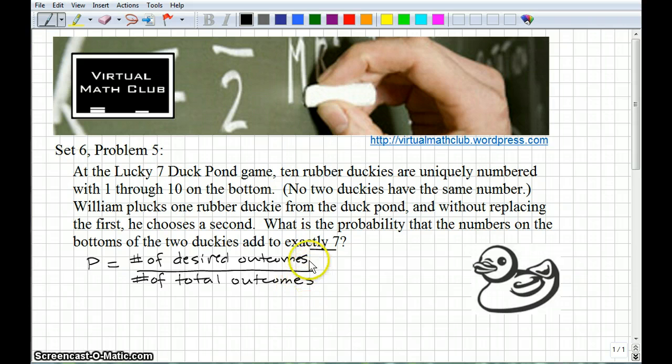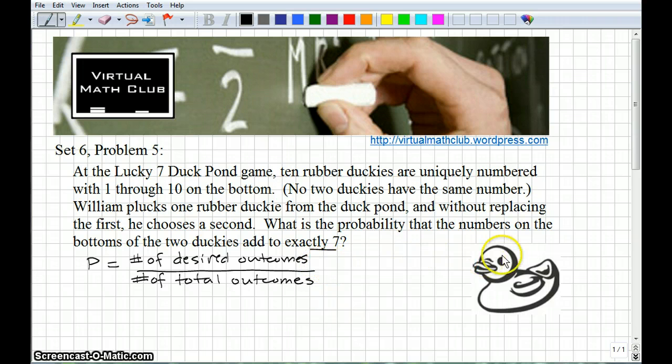Your ducks could have 3 and 4, which would add to 7, or they could have 1 and 2, which wouldn't give you 7, but it is a possibility. So obviously the denominator is going to be a bigger number, because there are a lot of ways you could choose the two ducks, but only a few that are going to give you 7.